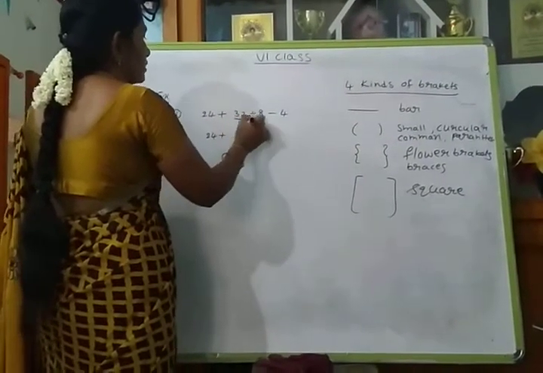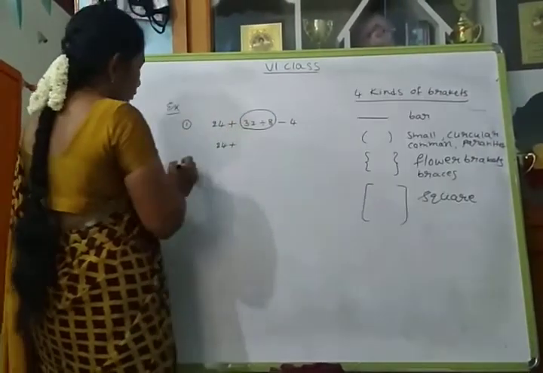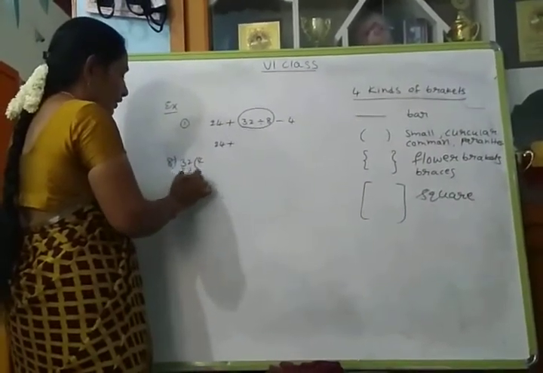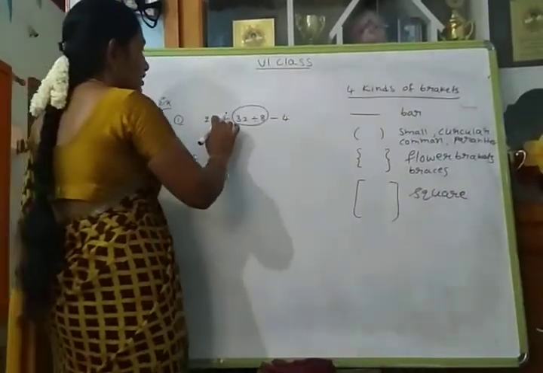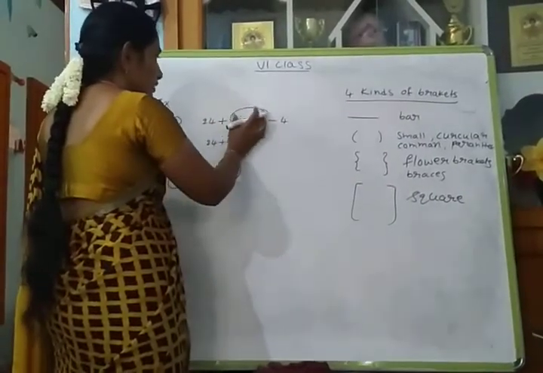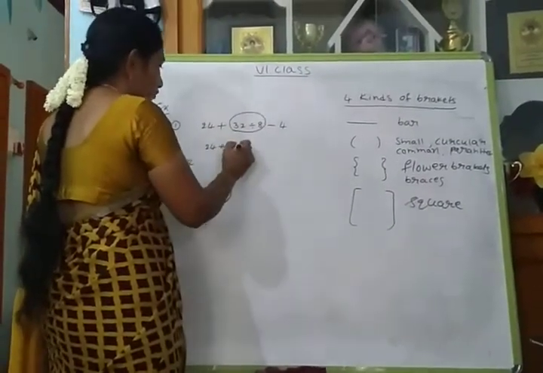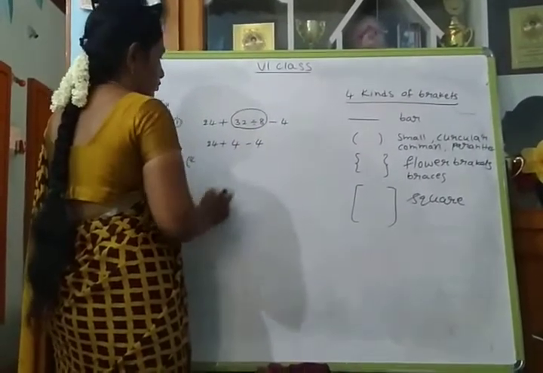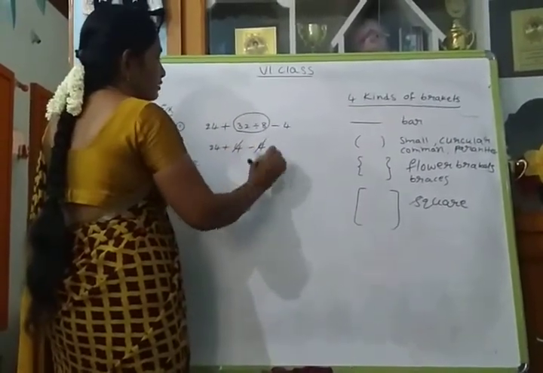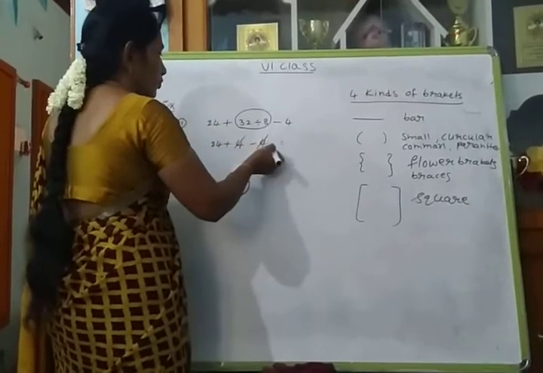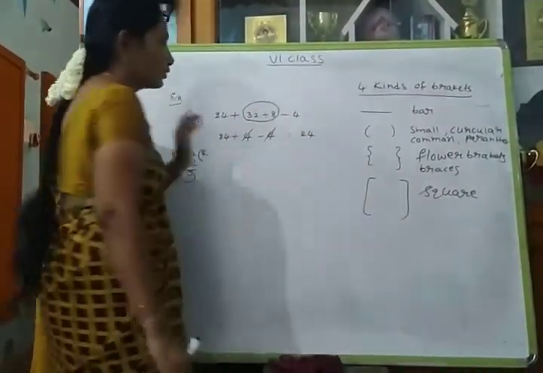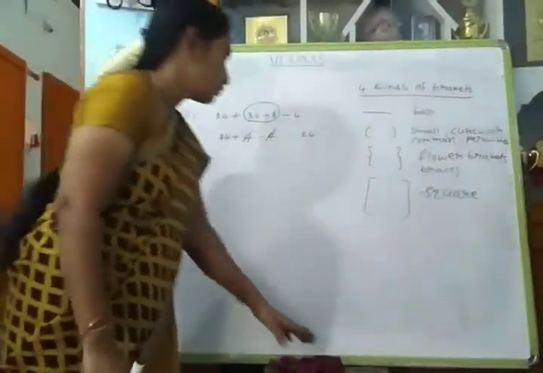24 plus, these two have division: 32, you have to divide by 8. 8 fours are how much? 32. So the sign before, what you have to write, as it is. In this place, the quotient, what do we get? 4. So in this place we get 4. Next minus 4. So plus 4 minus 4 cancel, means 0. What is the result? 24.